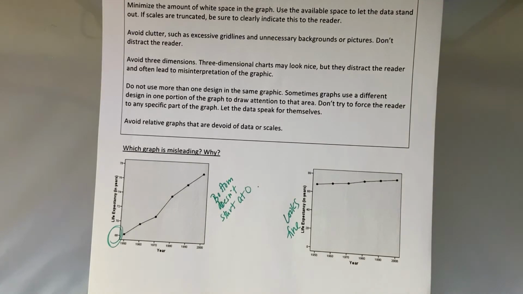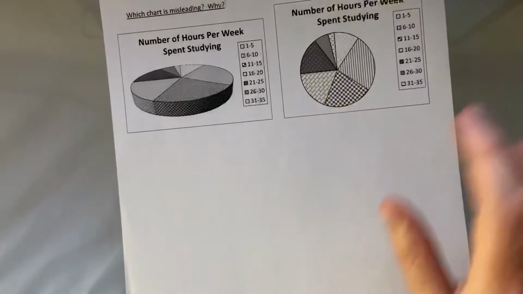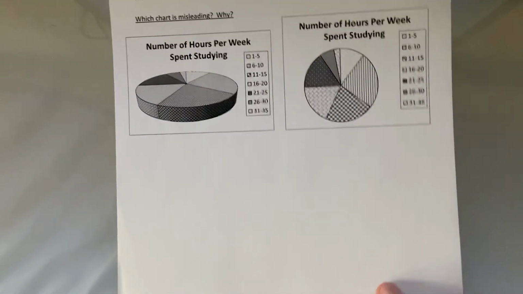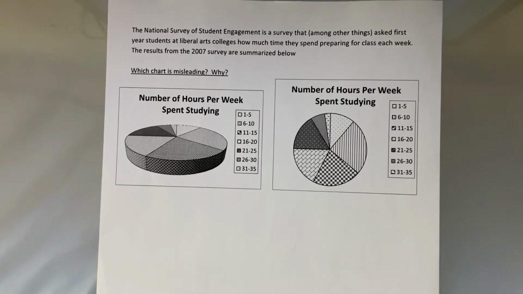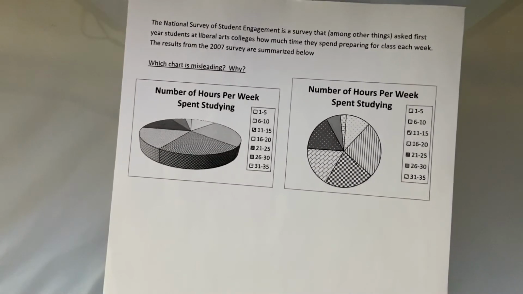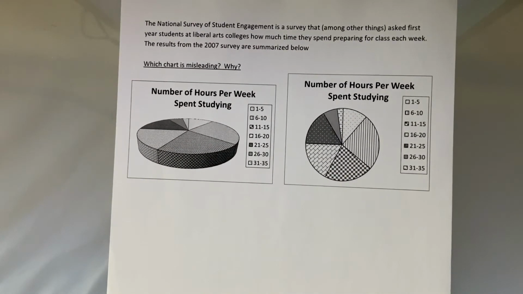Now, similar to the line graphs, we can also have distortion in pie graphs. The National Survey of Student Engagement is a survey that asks first-year students at liberal arts colleges how much time they spend preparing for class each week. The results from the 2007 survey are summarized below. Which chart is misleading and why?